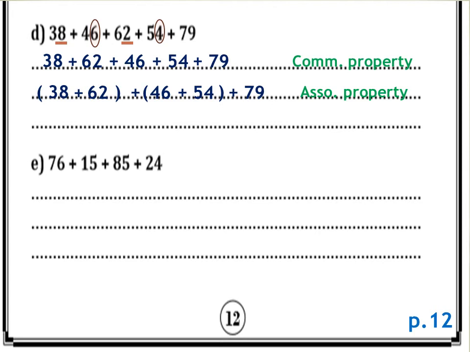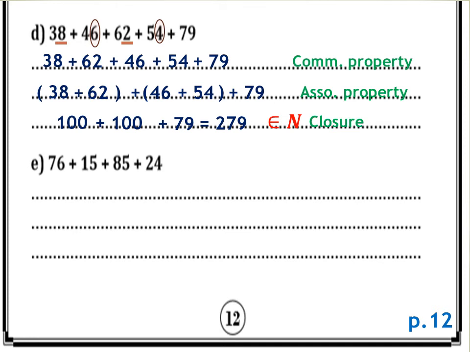And now on your calculator, let's calculate 38 plus 62, which equals 100. So write 100 plus 46 plus 54, which equals 100. So write 100. And plus 79 here like this. So 100 plus 100 plus 79 equals 279, which belongs to N, closure property.